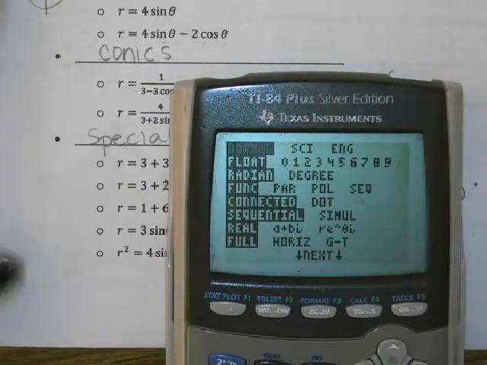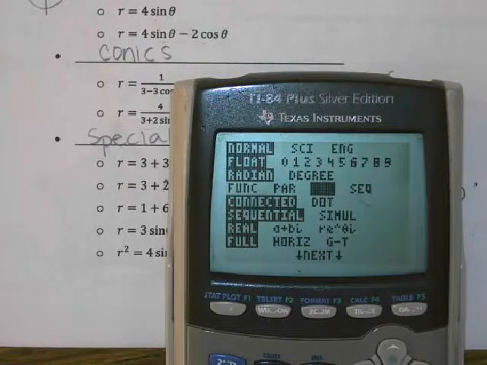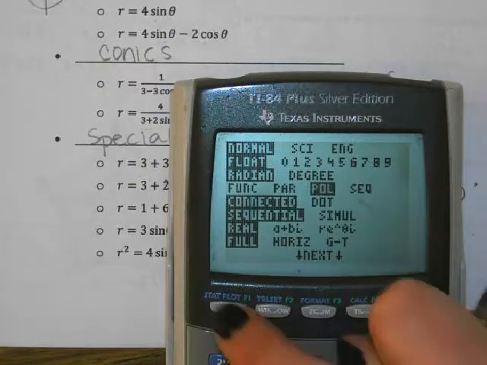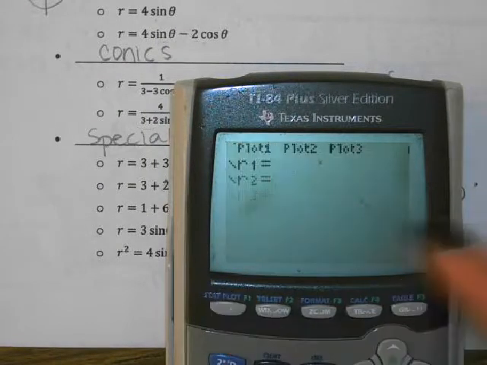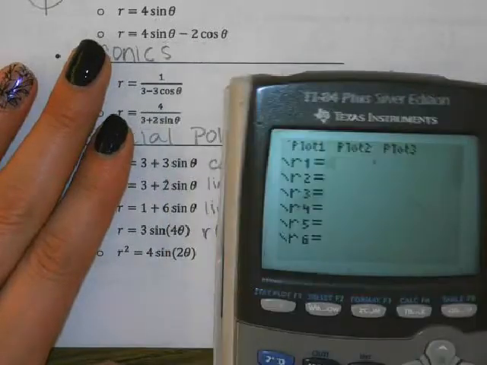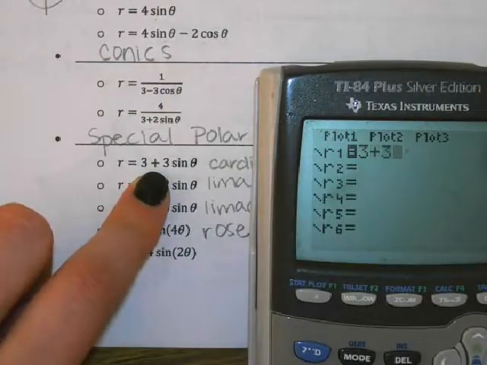So first you have to switch to polar, so you have to hit the mode button and go down to polar. Yes, so we're going to go ahead and graph this. So we can go ahead and do the first one, 3 plus 3 sine theta.